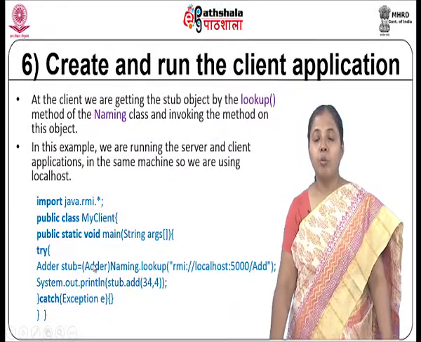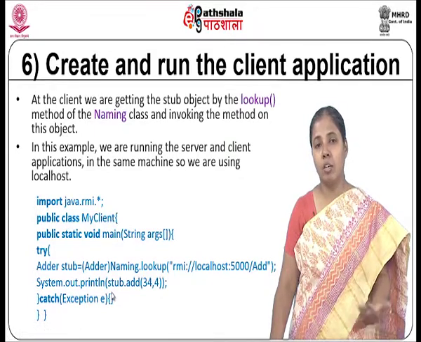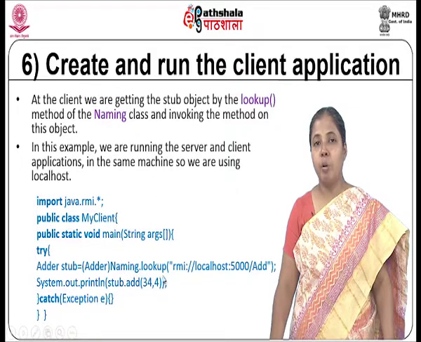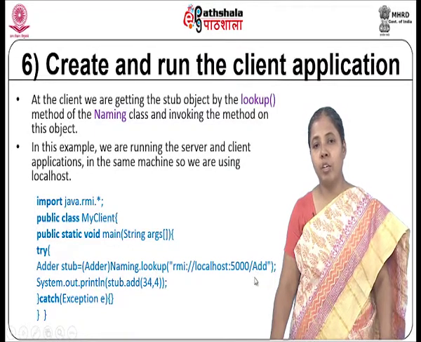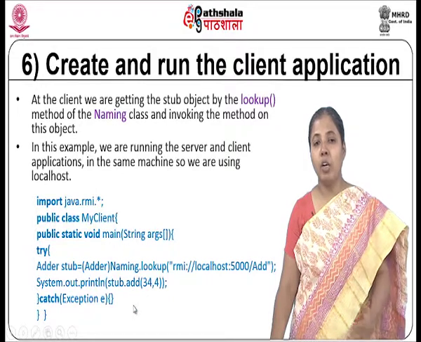So, the client would make use of a lookup method to locate the service that is running in the server side. We make use of the naming class, the same naming class, and use a method called lookup to look for the remote method. The remote method is bound with a name called add. So, give the same address and look up the remote method by its name called add. Then using the stub, we call the add method and you will get back the result.